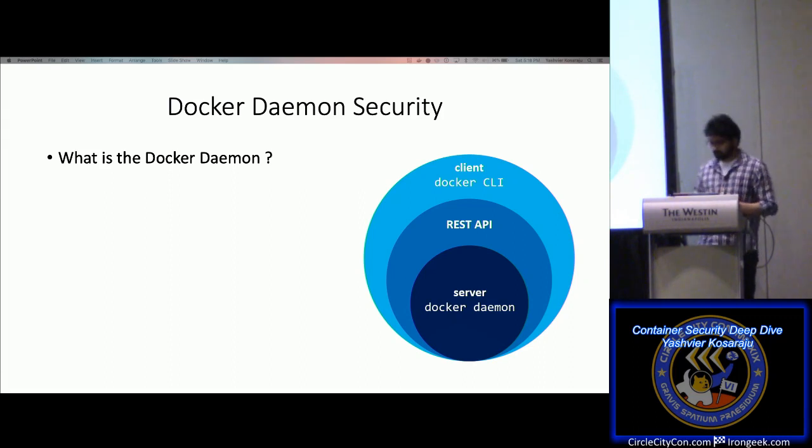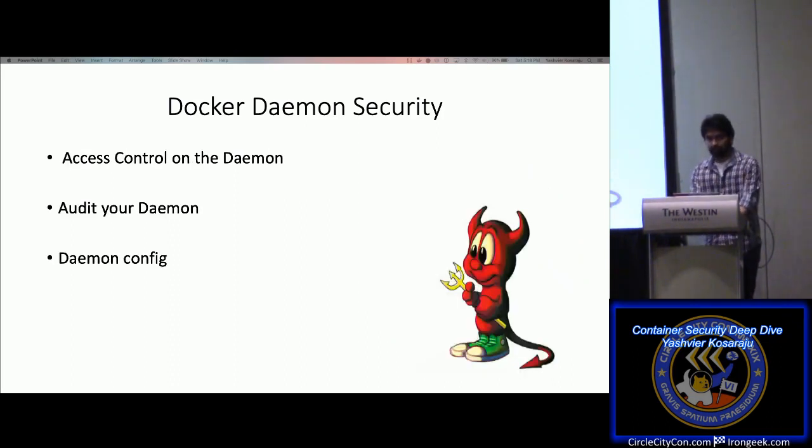Talking about Docker daemon security, let's start with what is the Docker daemon. So the Docker deployment model has different layers. The daemon runs on the host, or the server, and it exposes a REST API with which the client or the CLI is going to talk. So when you issue a command, say Docker image build or Docker container run, the CLI is going to talk to the API, which is exposed by the Docker daemon, to do things for you.